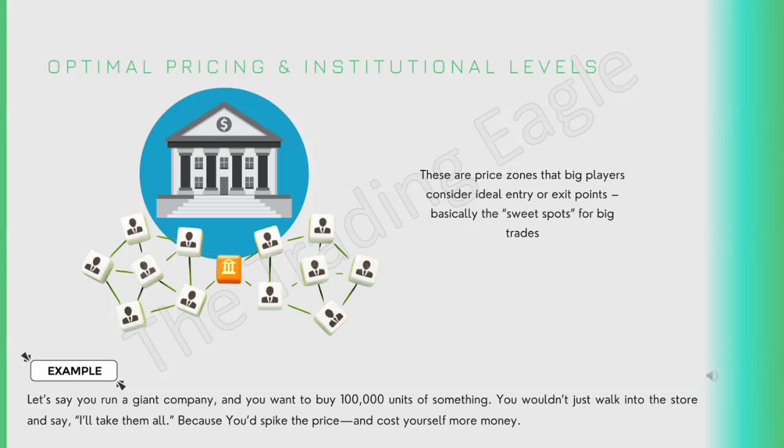So at institutional levels, they target psychological level numbers. Let me say that again. Round numbers are psychological in the sense that people think, oh, this is a good price. For example, let's say you bought a product and you actually wanted to sell it for $97, but you just round it up to $100. I don't know if you get that.